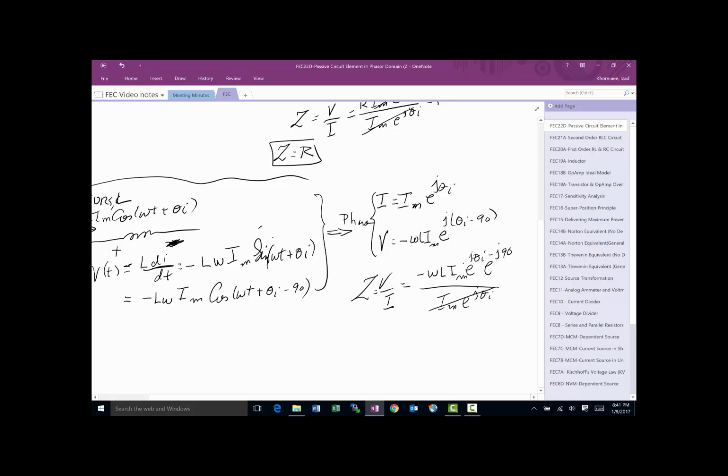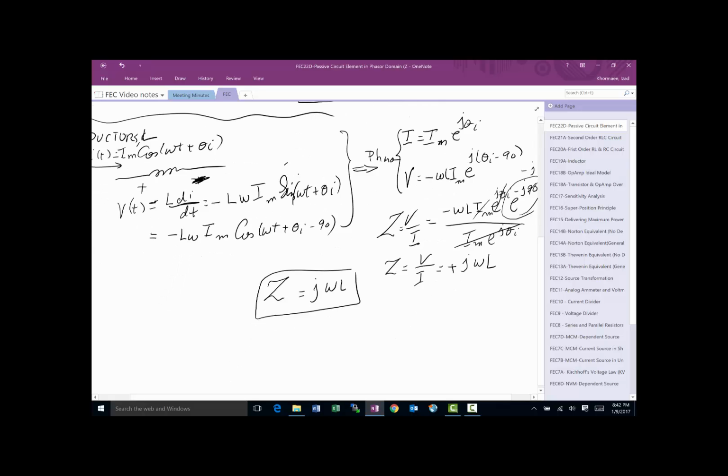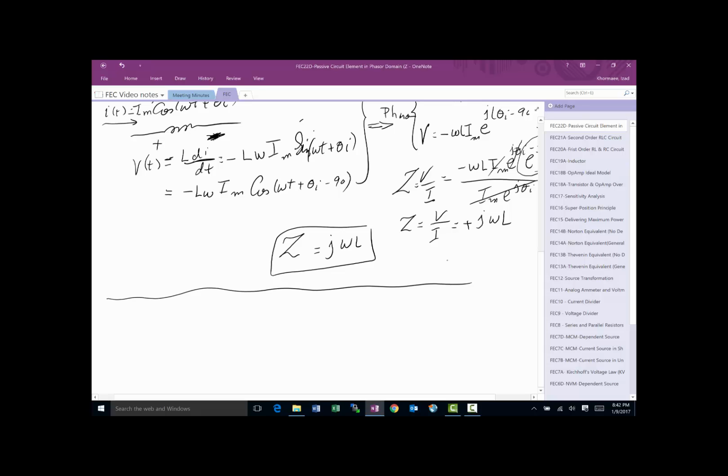Obviously this cancels this piece, and we end up with Z equal to V over I equal to minus, minus j ωL, which is plus j ωL, because e^(−j90) is simply minus j. So you convert it to rectangular. For an inductor, Z is equal to jωL. Beautiful.